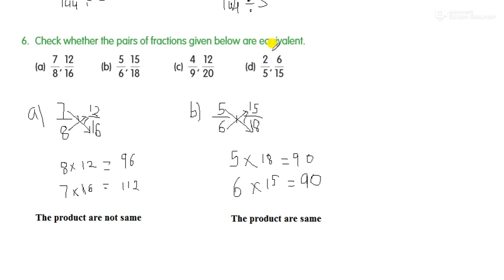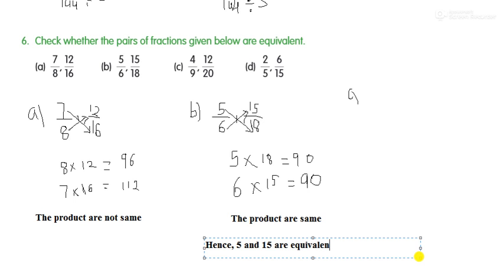Next here C bit is, so write here hence 5 by 6 and 15 by 18 are equivalent fractions.